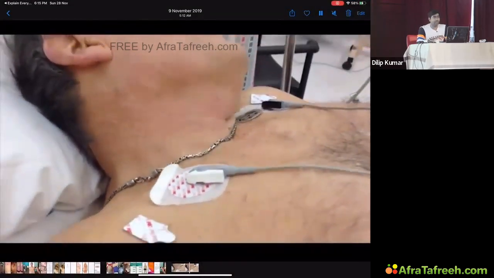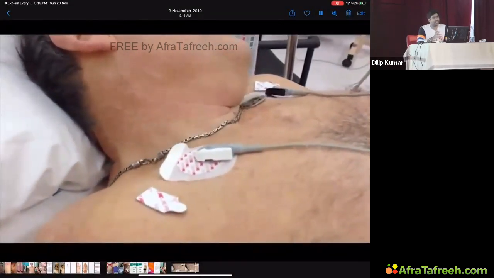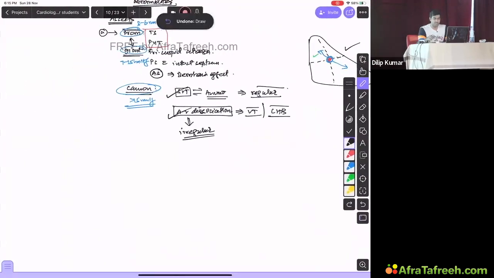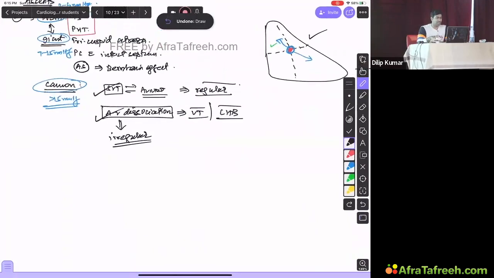Is this a regular Cannon A wave or an irregular Cannon A wave? It's a regular Cannon A wave. So if you see a regular Cannon A wave, what should be your diagnosis? SVT, typically an AVNRT.